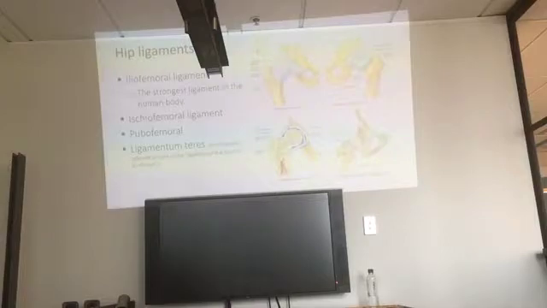And you've just got this funny little one, right? Which, like I said, is an intracapsular ligament, sits in the hip joint.